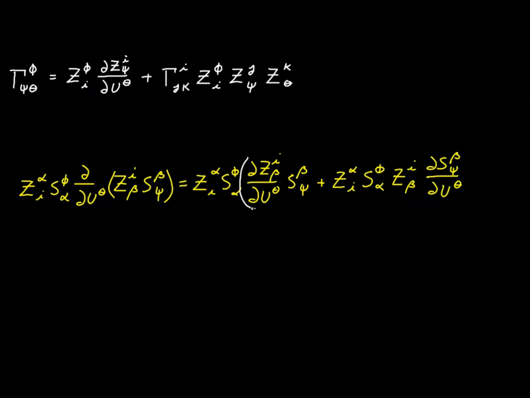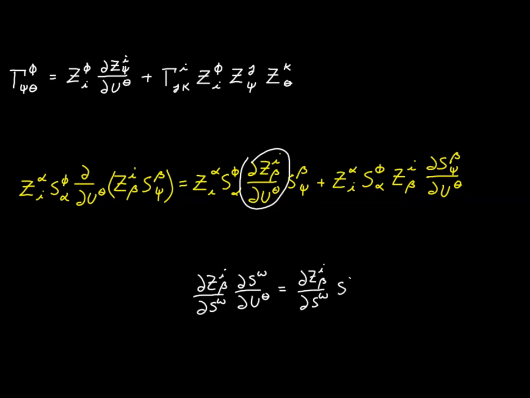Okay, next we're going to expand this factor out using the chain rule. So this one factor can be represented as the partial of z i beta with respect to s omega times the partial of s omega with respect to u theta. And of course this second factor is nothing but a shift tensor, so that's equal to the partial of z i beta with respect to s omega times the shift tensor s omega theta. So we're going to replace this with this expression right down here. And in the process, I will reorder the terms a bit.